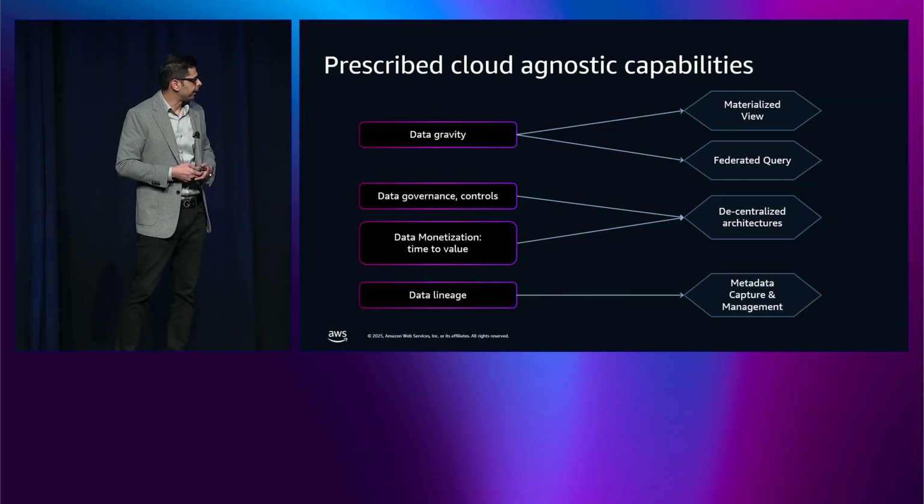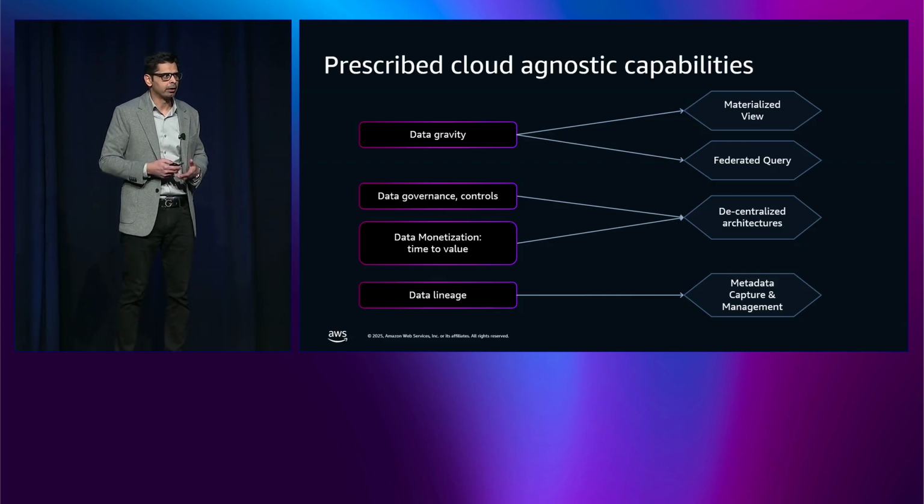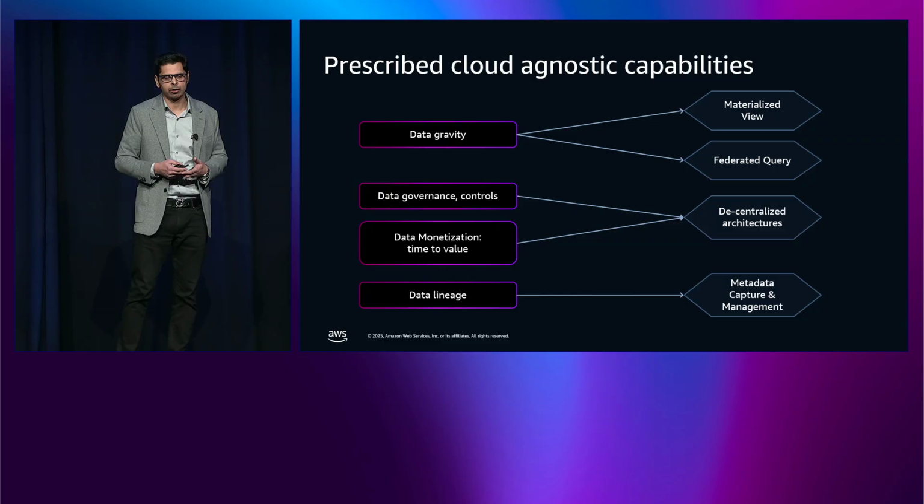In order to capture the data lineage, which is very important because you should know where the data is originating from, where it is coming from, how do you trust that data, you've got to have an effective metadata strategy and management to solve the problem of data lineage across multiple clouds.